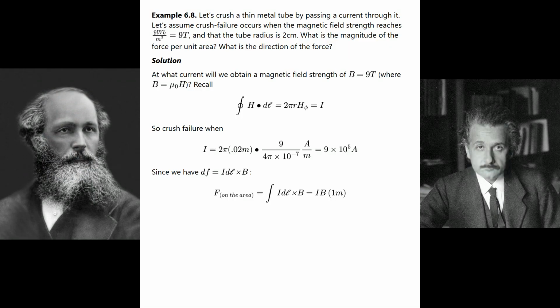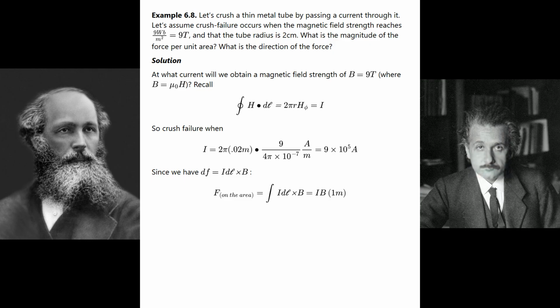Example 6.8. Let's crush a thin metal tube by passing a current through it. Let's assume crush failure occurs when the magnetic field strength reaches 9 Wb/m squared, equals 9 T, and that the tube radius is 2 centimeters. What is the magnitude of the force per unit area? What is the direction of the force?